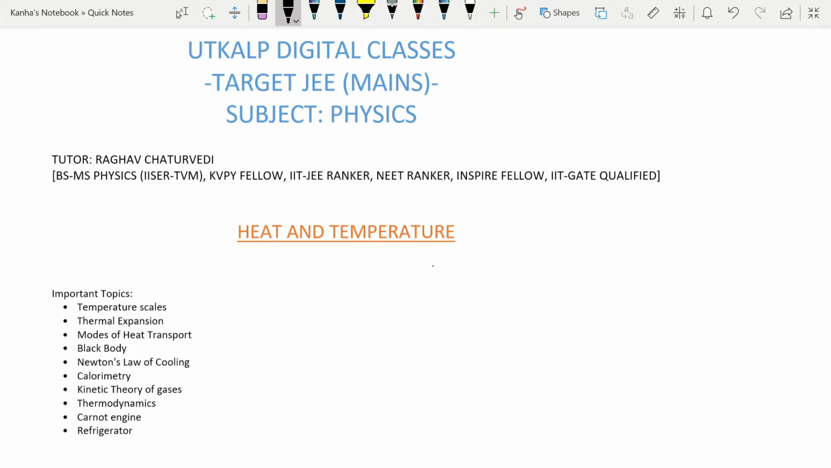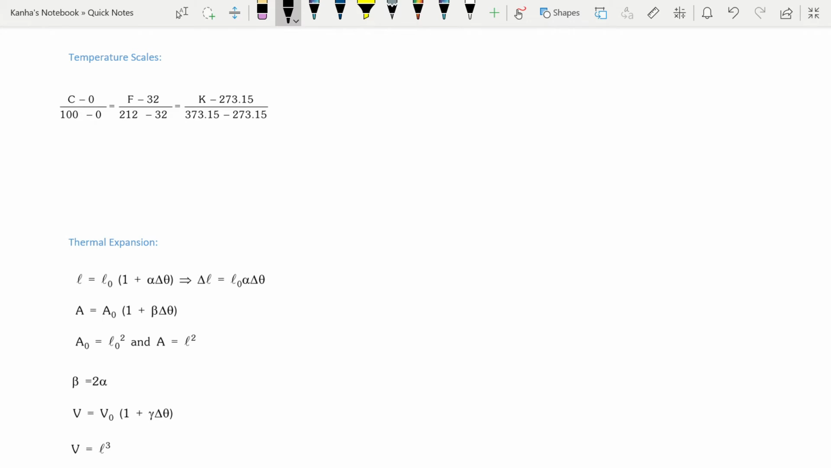The important topics from this unit include the temperature scales, thermal expansion, modes of heat transport, black body, Newton's law of cooling, calorimetry, kinetic theory of gases, thermodynamics, Carnot engine, and refrigerator. We begin our lecture by discussing the temperature scales.